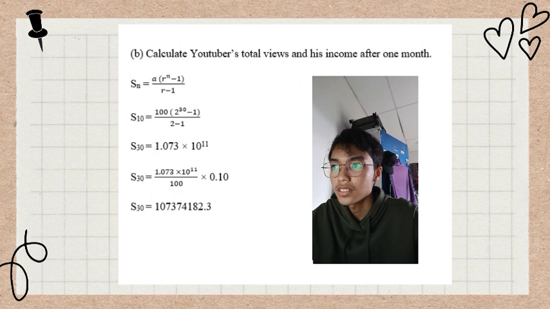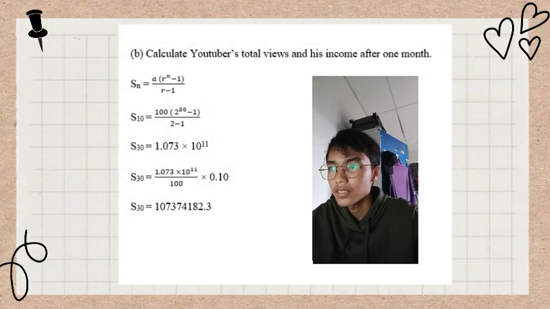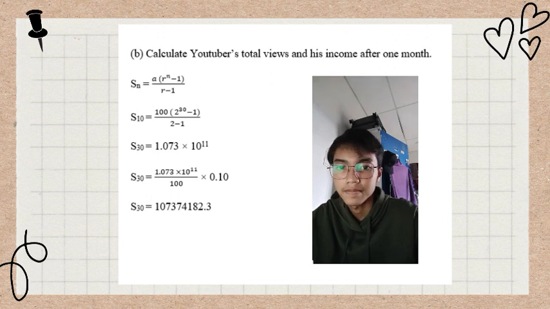1.073 multiplied by 10 to the power 11, over 100 times 1.1, and at the end we got 1.0737418 for his income.